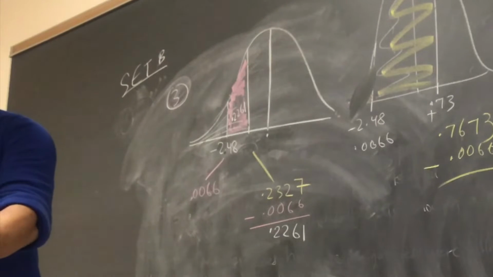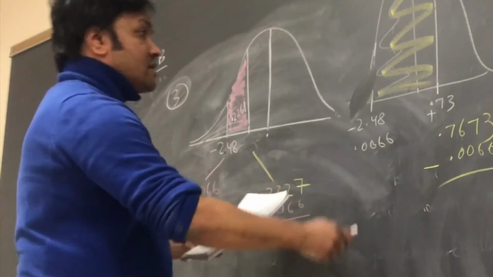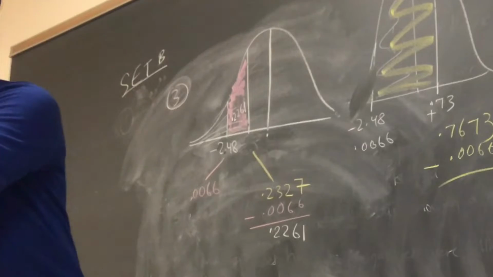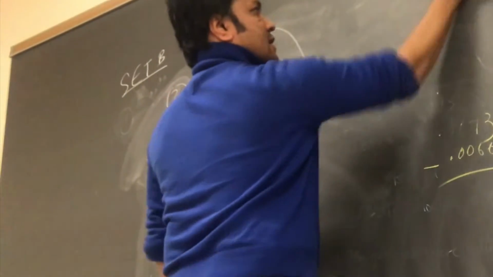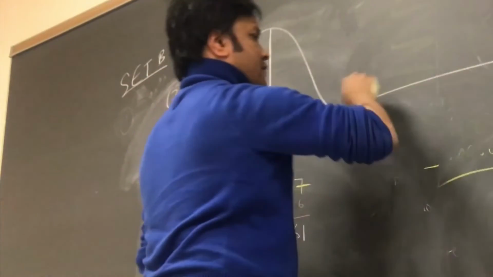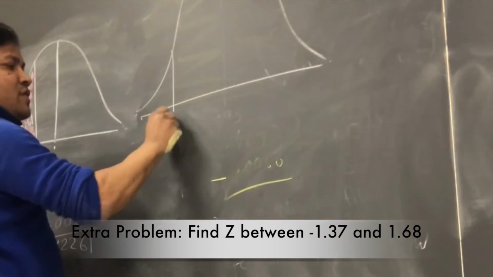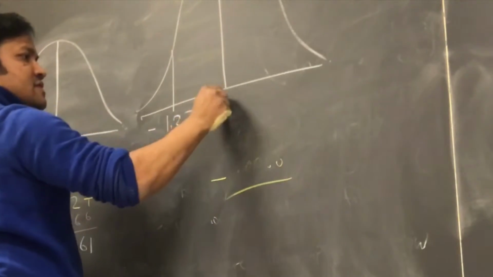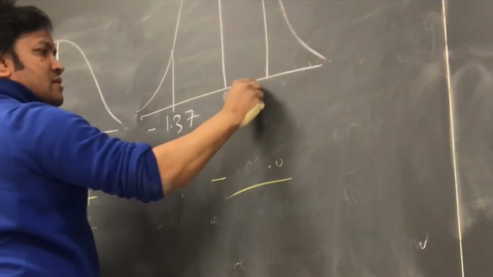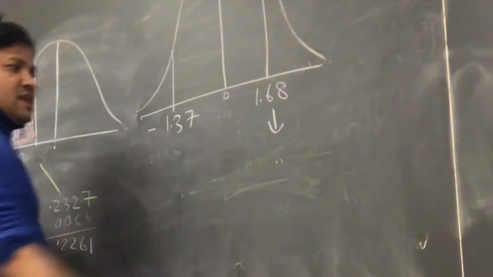Okay, we have to find this thing. So let's do it here. You can be there and tell me what it is. What is this one? 1.37. Is it negative or positive? Negative. This is 0. This is 1.68.